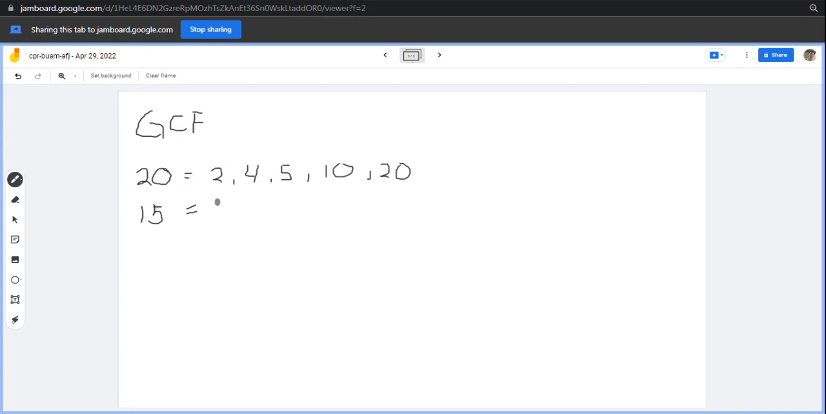Pwede ba si 2? Bawal. No. Diba? It's not divisible by 2. What else? 3, yes. 15 is divisible by 3. What else? 5. And I guess 10. So, 15 is not divisible by 10. The number itself. The last one is the number itself. So, what is the only common factor?